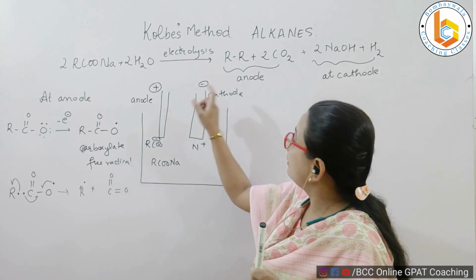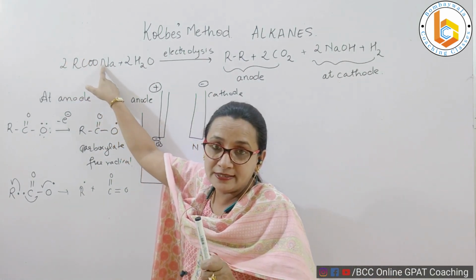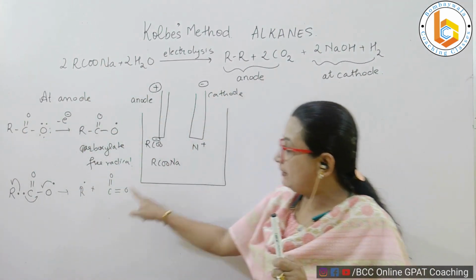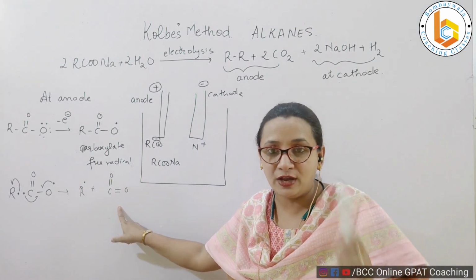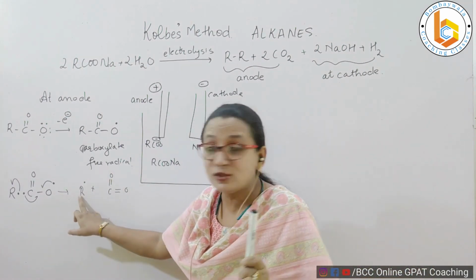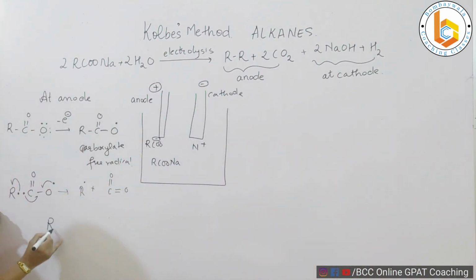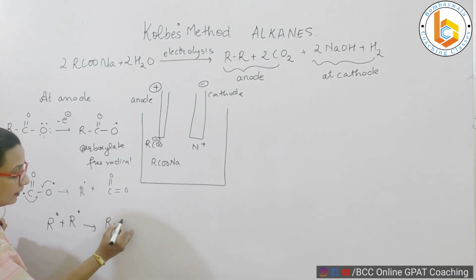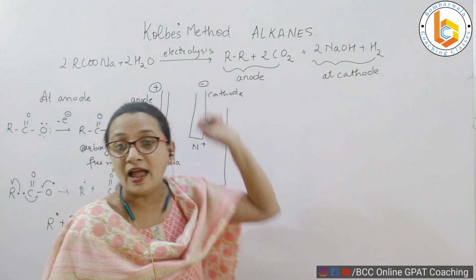See, you can see here that there are two molecules of sodium salt of carboxylic acid. If you take two, then you will get two molecules of carbon dioxide. When you get two molecules of carbon dioxide, you will also get two molecules of alkyl free radical. So now see what will happen: this alkyl free radical will combine with the second alkyl free radical to give a higher alkane, which you are now getting at the anode.